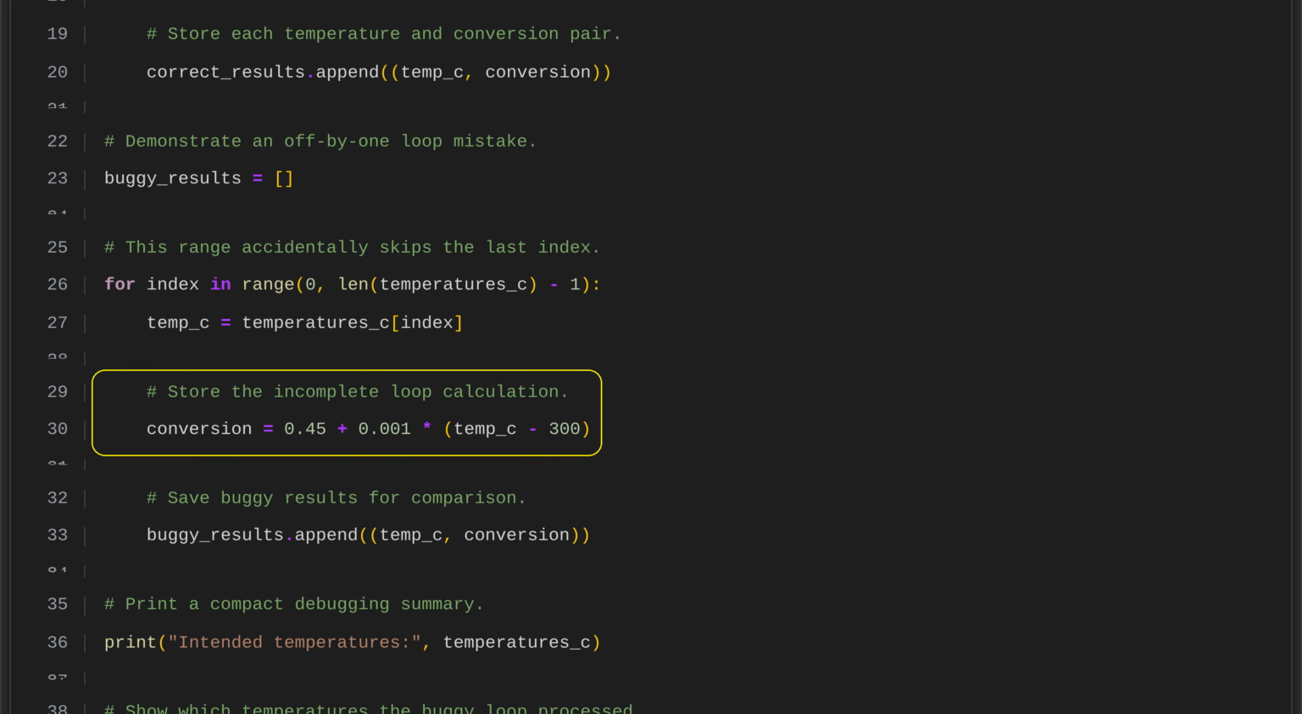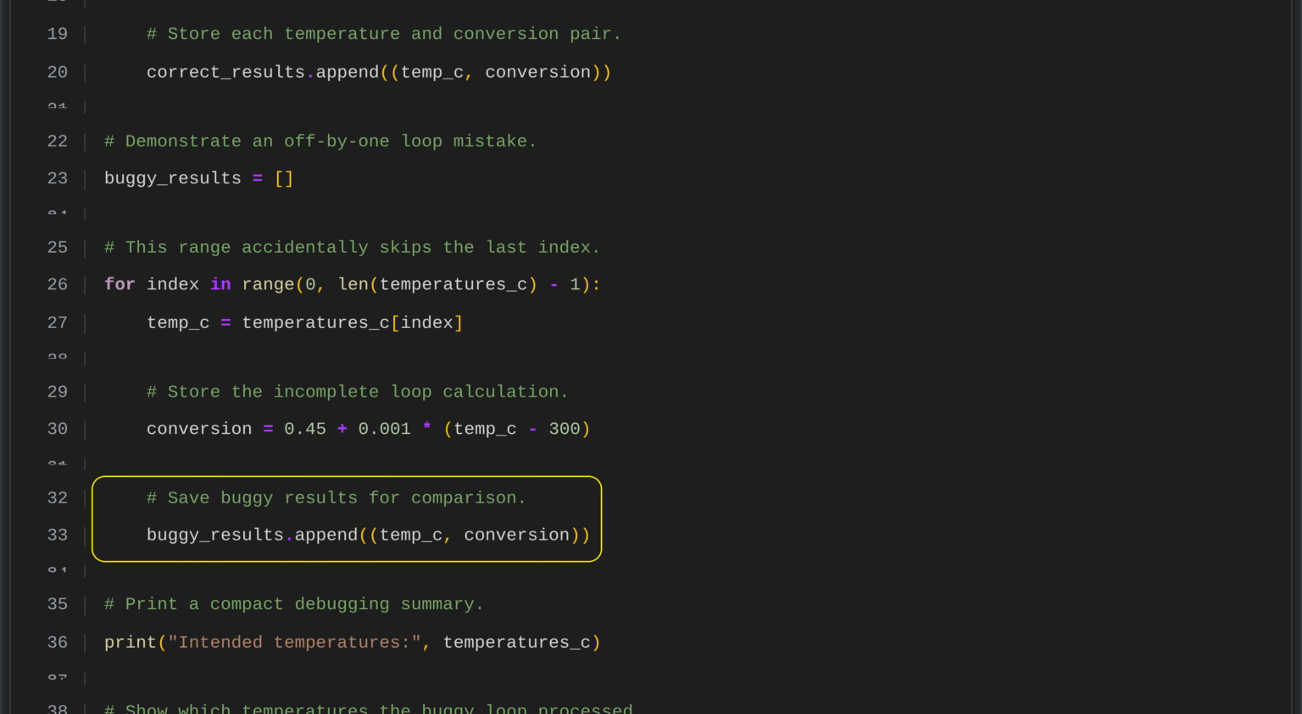The code computes a conversion value for each Celsius temperature. It starts from 0.45, then adds a small adjustment based on how far the temperature is from 300. The loop stores each temperature with its converted value in a results list so the outputs can be checked later. Because the loop range has an off-by-1 error, it skips the final temperature. Comparing these stored pairs with the correct results helps reveal the discrepancy caused by the faulty loop logic.